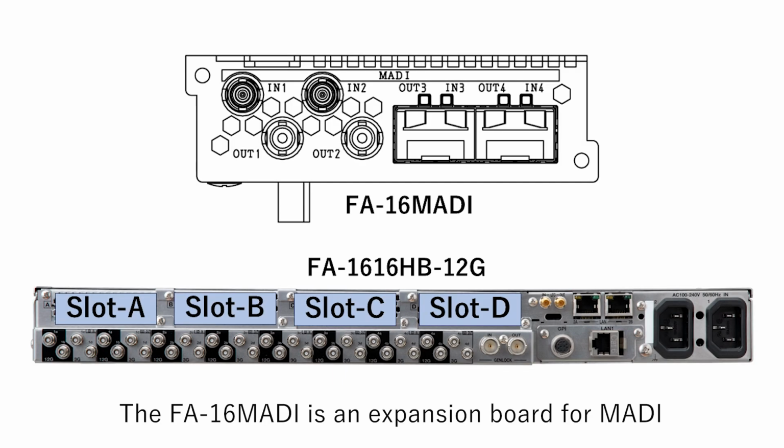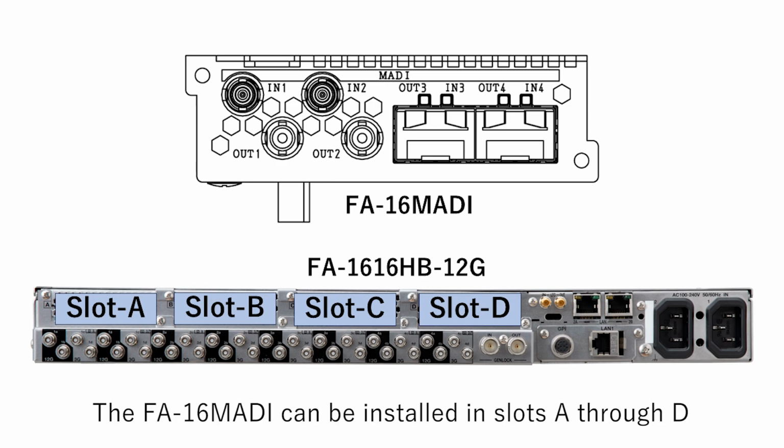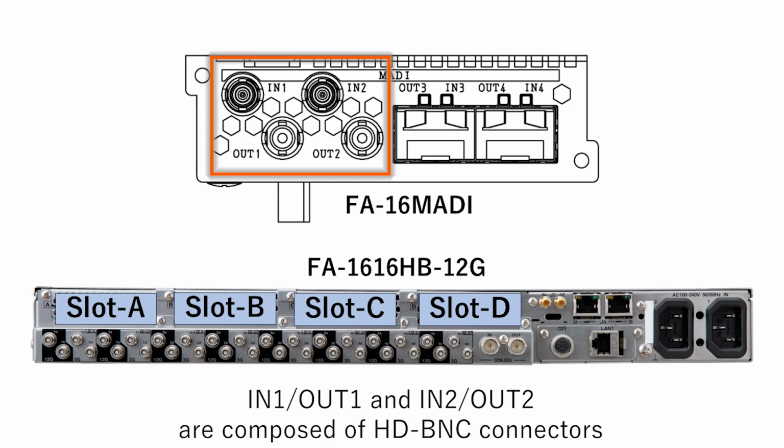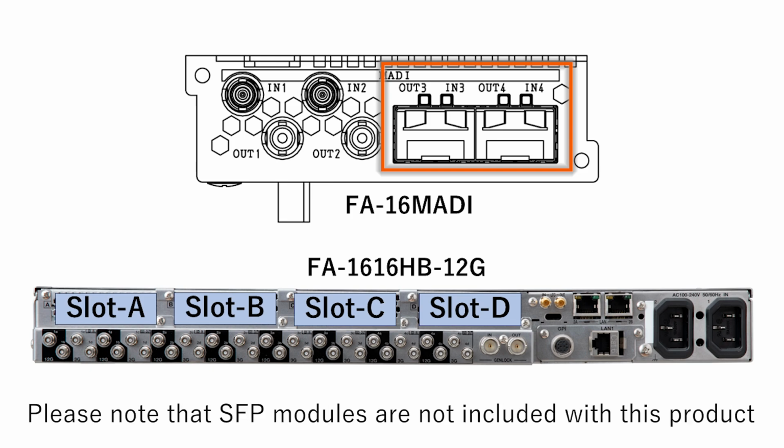The FA-16MADI is an expansion board for MADI. It connects via HDBNC 75 ohm coaxial cables or an SFP module for optical connection. The FA-16MADI can be installed in slots A through D. In 1-out 1 and in 2-out 2 are configured with HDBNC connectors, while in 3-out 3 and in 4-out 4 are configured with SFP modules. Please note that SFP modules are not included with this product.